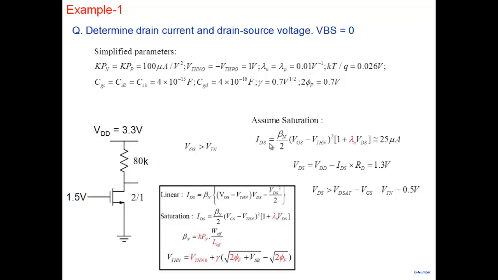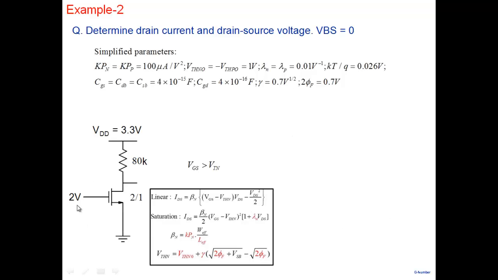And I've calculated the current and I've calculated the voltage that is there. But suppose I just very quickly modify the problem. Instead of 1.5, I apply 2 volt. So now with 2 volt, you would expect more current would flow. And more current would flow means more drop would occur here, which means less drop here. And less drop here means it may go into linear region.